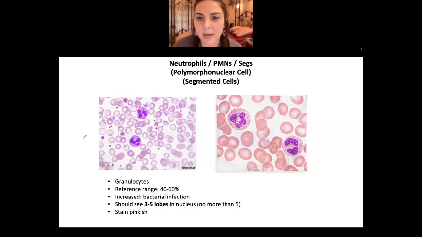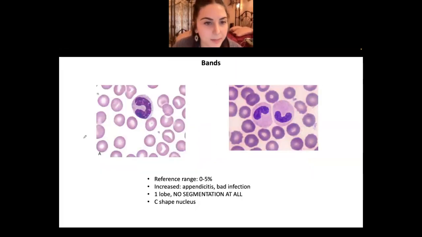Okay, so neutrophils, PMN, SEGs, all the same thing. So these are bands. Bands are basically more immature neutrophils. What's really important about bands is that they don't completely segment. Another name for neutrophils is a segmented cell, because the neutrophil nucleus segments into different segments. These just look like C's. The nuclei literally just look like C's. There's really no segmentation.